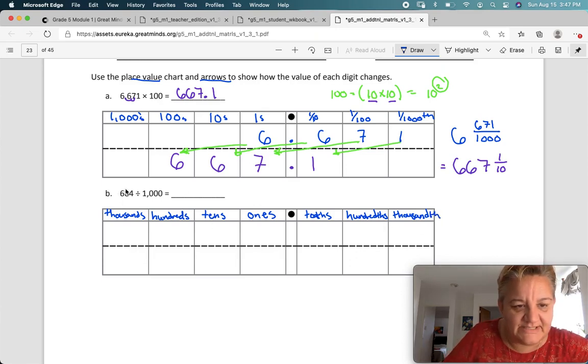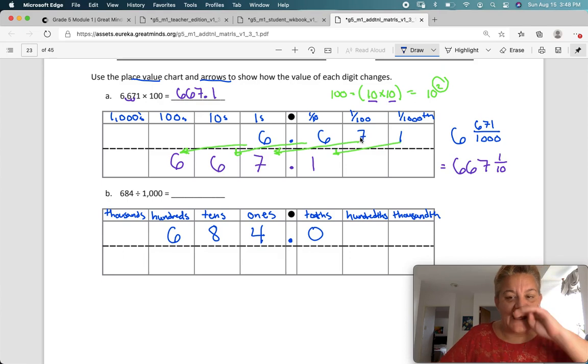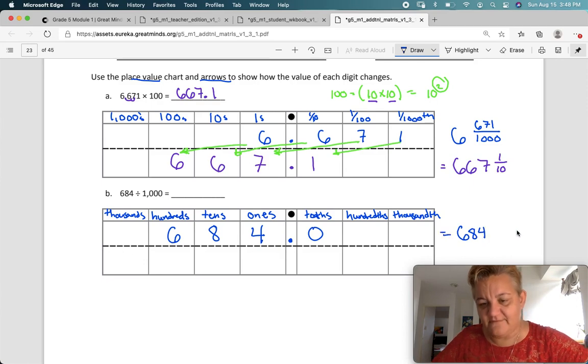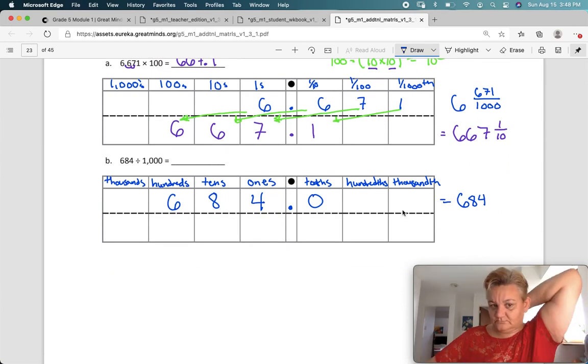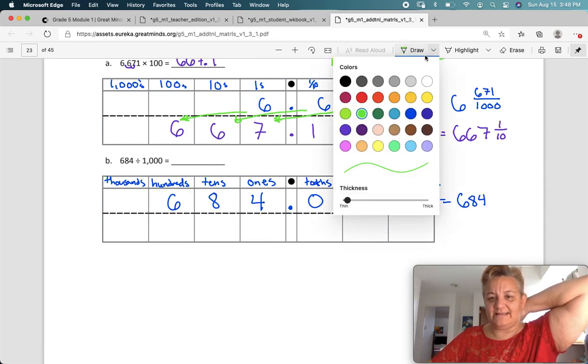And my starting number is 684. So 684. And I can put 0.0 if I want. There's nothing on that side, so, right? I don't have to put the 0. I just put it there because it shows you that there's no tenths, okay? Now, if I were to write that over here, 684, that's what that equals. No fractions, nothing. But I'm dividing. That means that my arrows are going to go to the right.